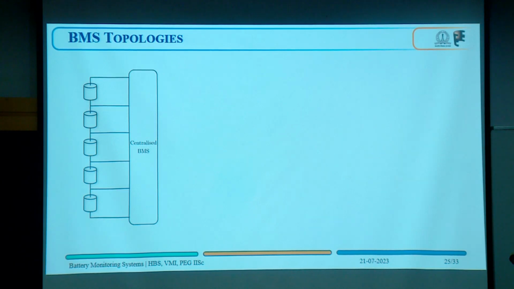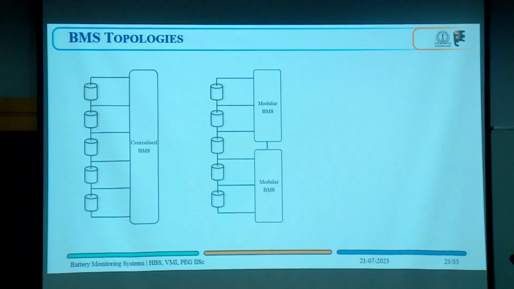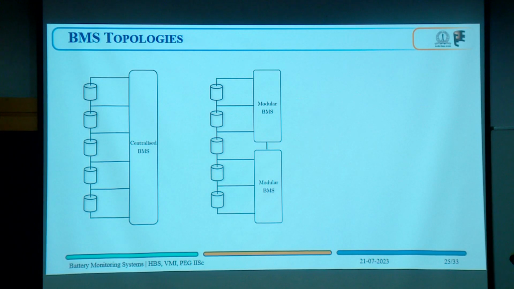So, just discussing some of the BMS topologies. Let us say we have 5 different cells. We can have a centralized BMS that controls or balances or performs the management of all the cells together. Then we can have modular BMS. Like if a BMS has been built for 2 or 3 cells, then they can be connected in such fashion. So modules, we can put it.